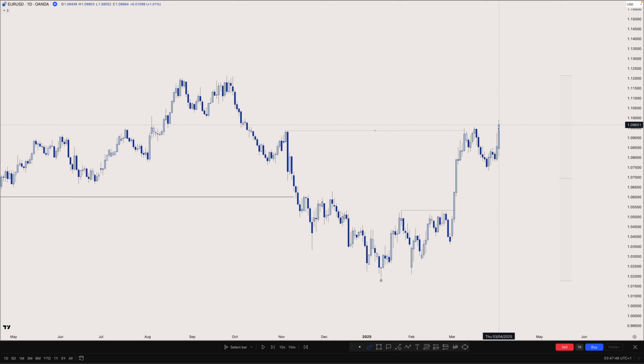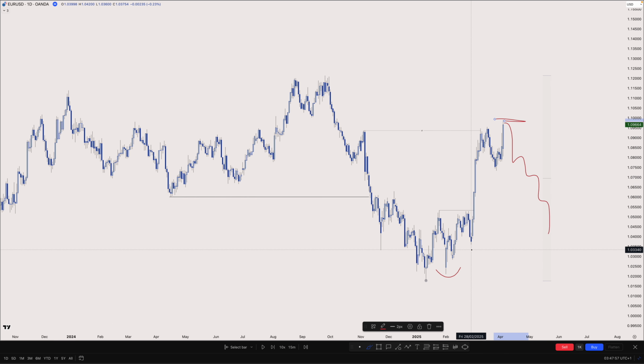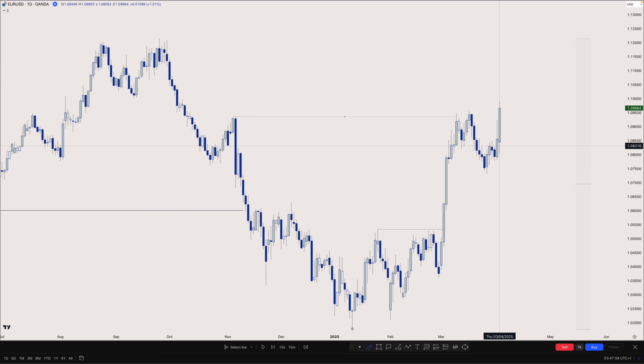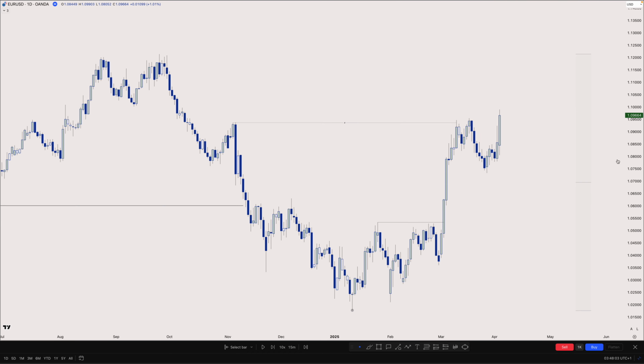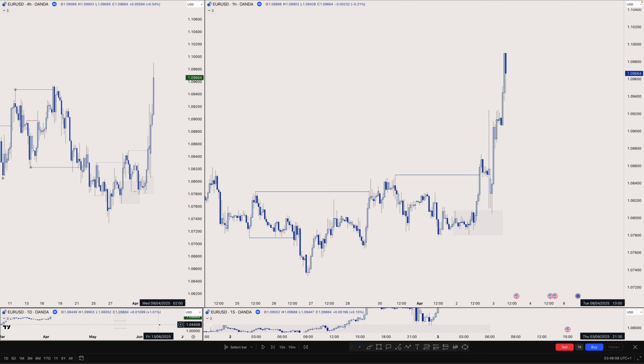Now, are we getting a deeper pullback, or is this enough to fuel the move to the downside, to have this pullback for this deeper, larger leg? We do not know. Since we are heavily bullish, let's continue looking for longs until and unless it shifts on the 4 hour and the 1 hour time frame. Great. Okay, that's the daily.